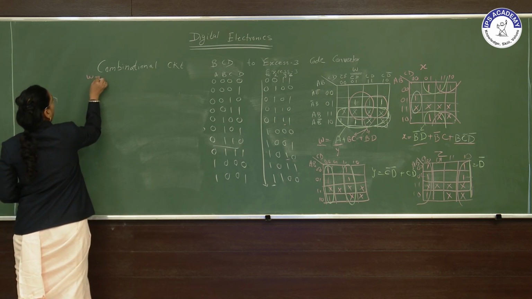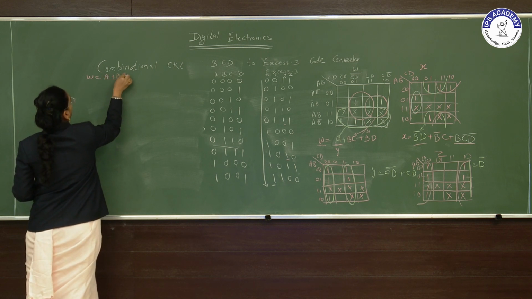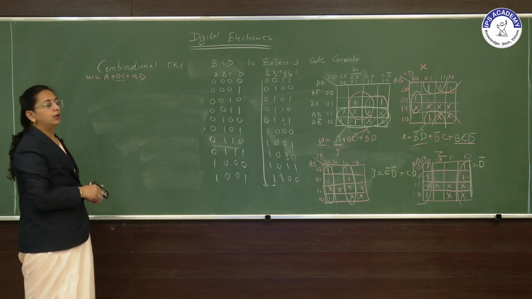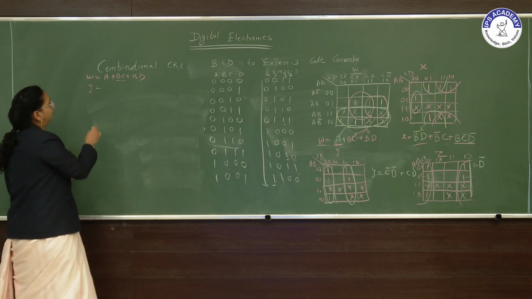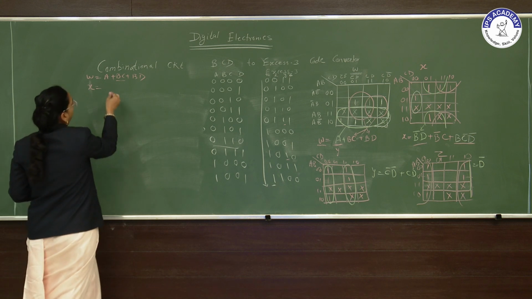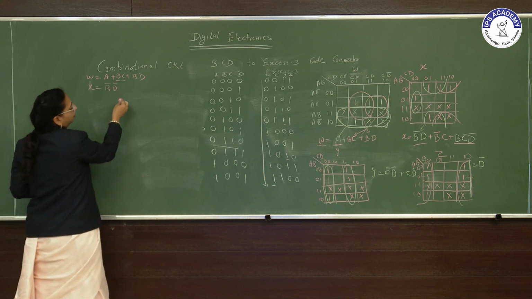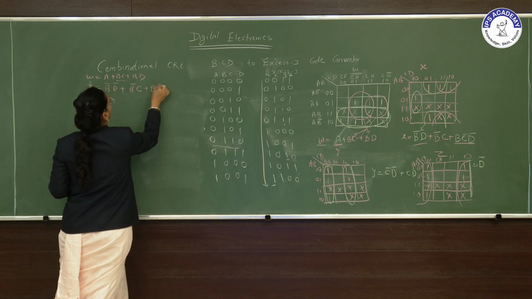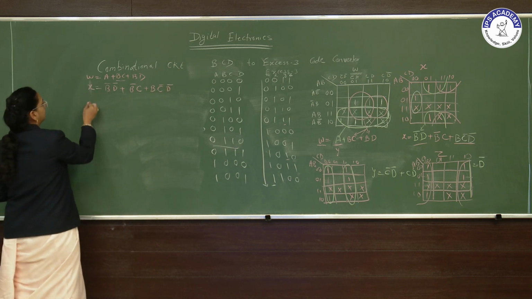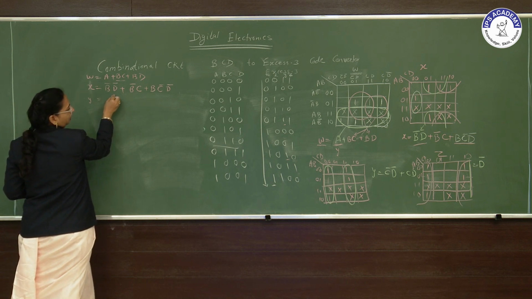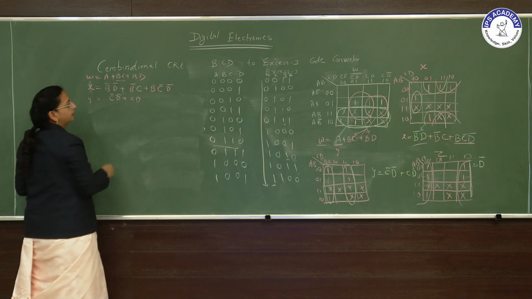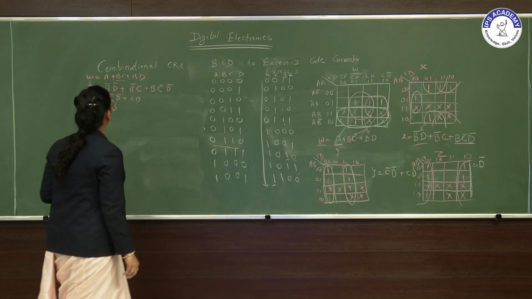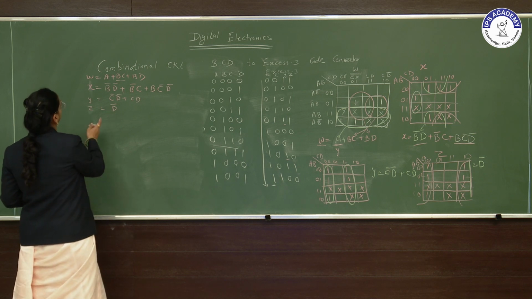The expression for W is A or B and C or B and D. The expression for X will be B complement D complement or B complement C or B C complement D complement. Next, the expression for Y will be C complement D complement or CD, and for Z it is D complement only. Now we have to implement these Boolean functions. So suppose first we implement Z.